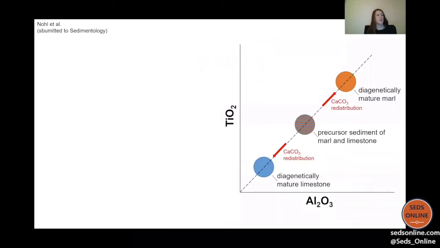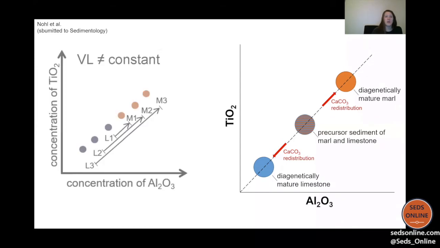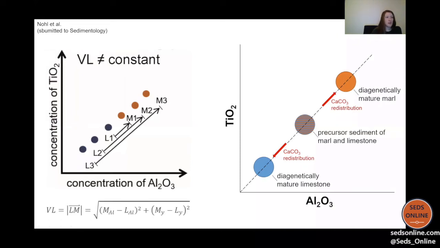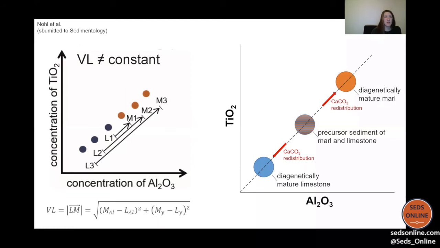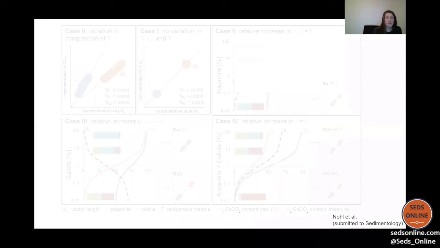And here I would like to suggest a solution to detect these variations in the input of aragonite and calcite, as the distance between limestone and marl is steered by the amount of aragonite redistributed. We can actually calculate the vector length between the ratios of two adjacent beds, which is basically this distance here. And we can then make a thought experiment and formulate different cases for the variation in one or more of these constituents, and how this would affect the vector length, the carbonate content in the marl, and the carbonate content in the limestone.